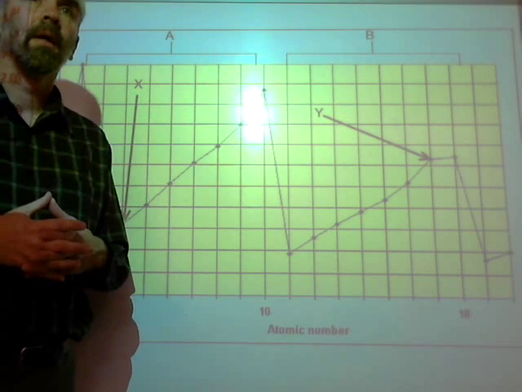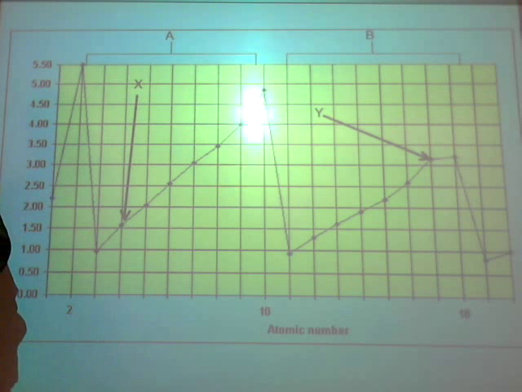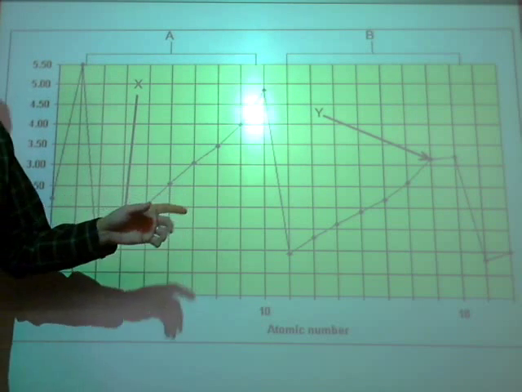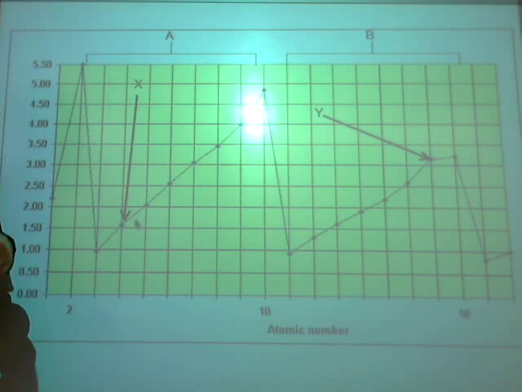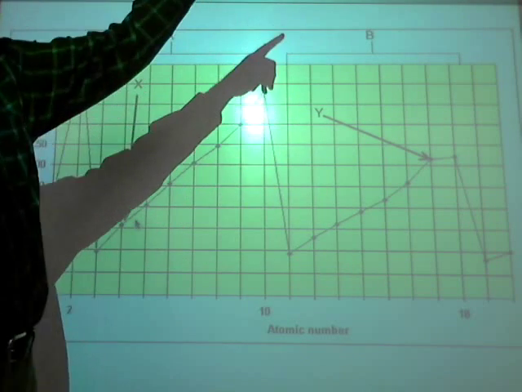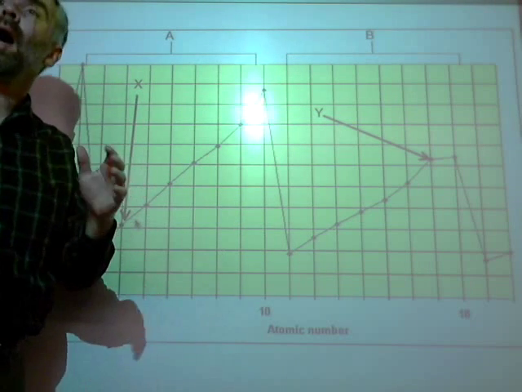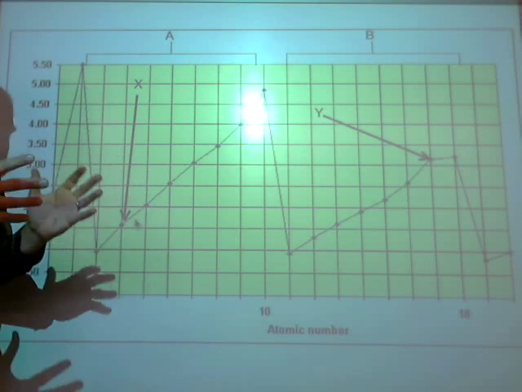What do you think? What is A? A period or a group? Kent? Period. A period. Because if I simply look at the elements 3 through 10, they're on the periodic table. 3 through 10 is lithium through neon. Okay? So I have to first decide where's my period, where's my group.